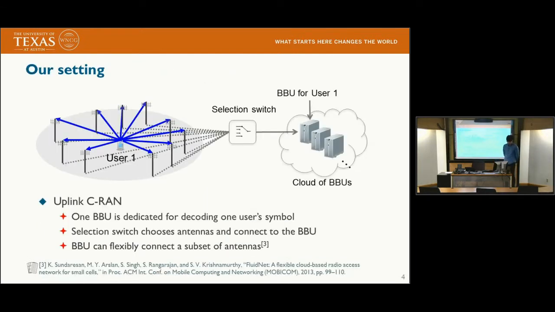Here's our setting. We assume an uplink Cloud RAN, where a user transmits a symbol through the network. We also assume that one BBU is dedicated to decoding one user symbol, and the BBU can flexibly connect to a subset of antennas. As I mentioned before, when the selection switch chooses a subset of antennas, it makes a connection to a BBU, which is dedicated to decoding one user's symbol. And when the connection is completed, the symbol decoding is started.